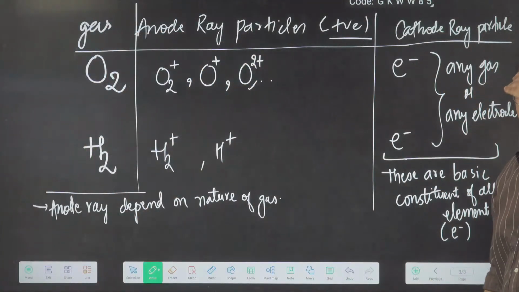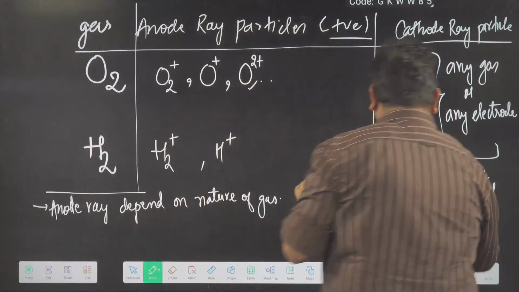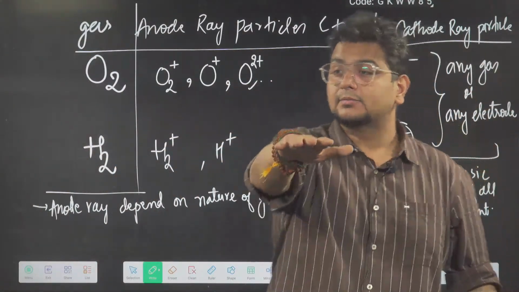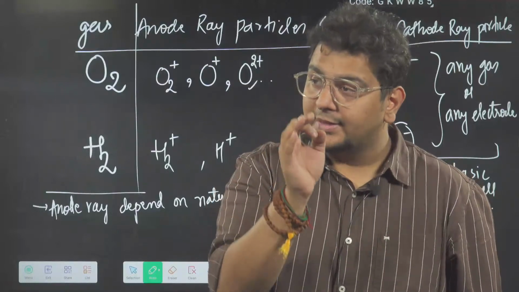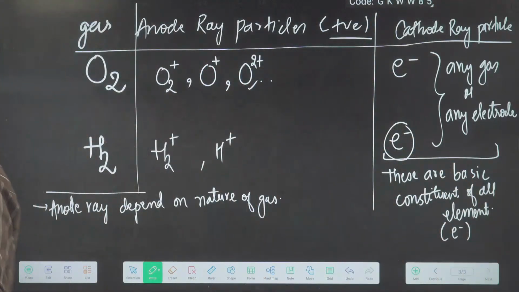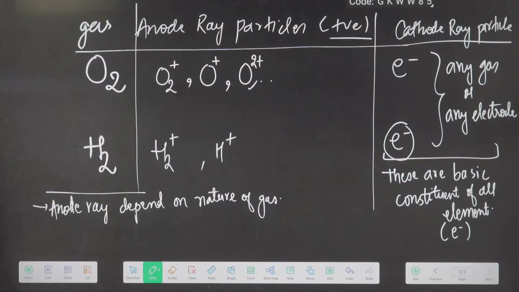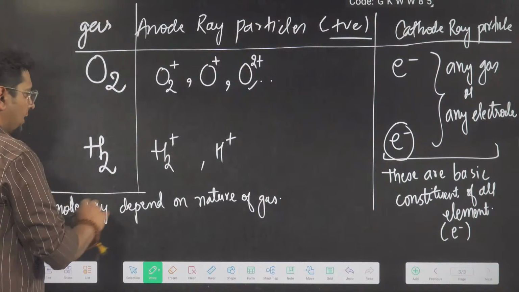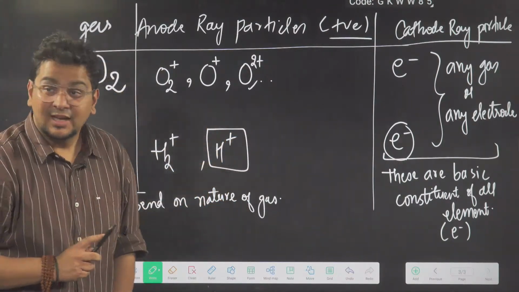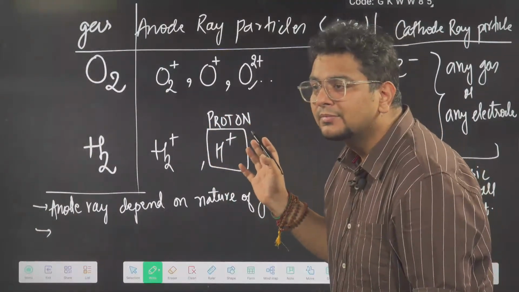Say bhai, clear or not clear? Cathode ray particle, that is electron. Cathode ray particle is like Bahubali. Cathode ray particle, that is electron, is a basic constituent of every element. So any gas, any electrode you put, you will always get the same particle. But yes, the anode ray particle depends on the nature of gas. Clear bhai? Great. Moving on. So the anode ray particle is not a basic constituent of all elements. Second, this H plus, can you see? This is proton. Sakshat proton, sitting in front of you. Yes.